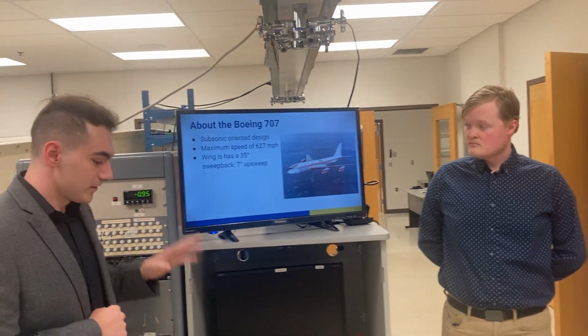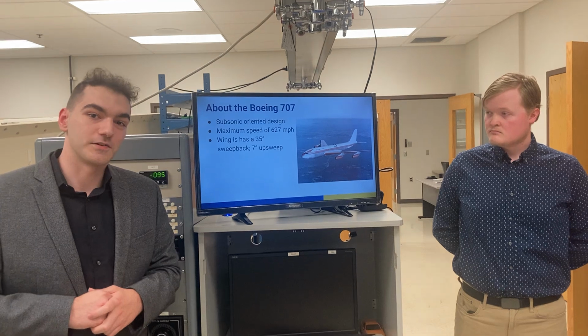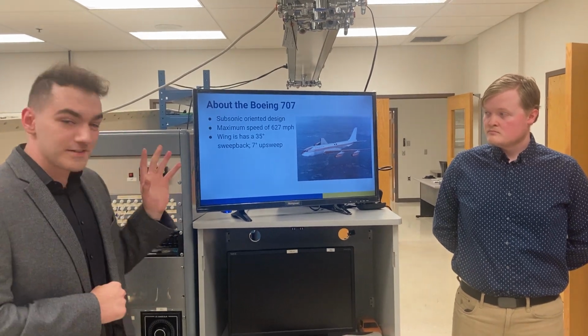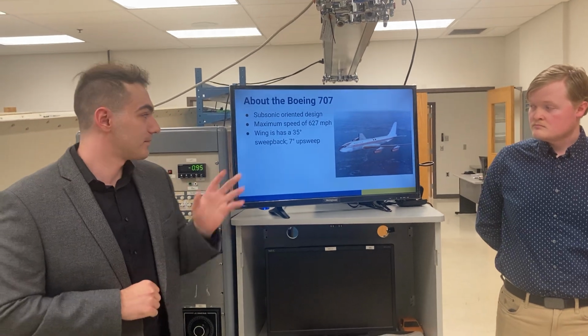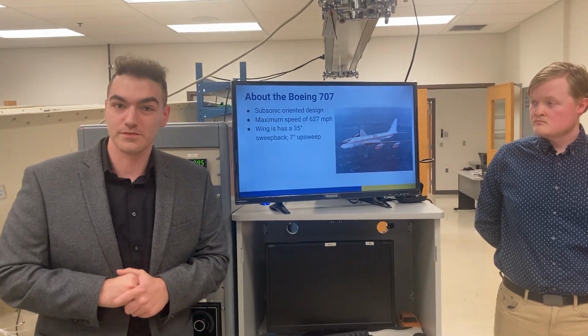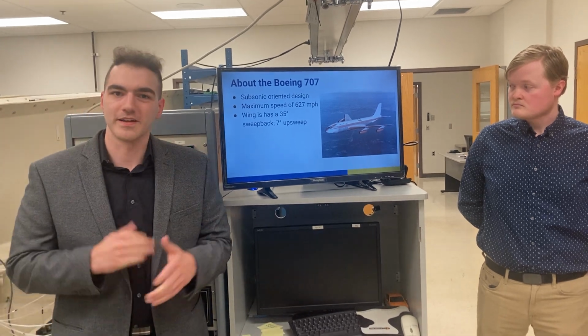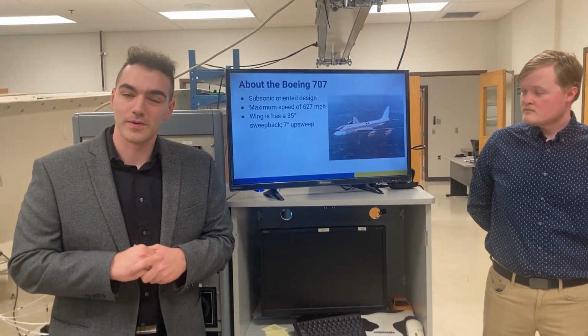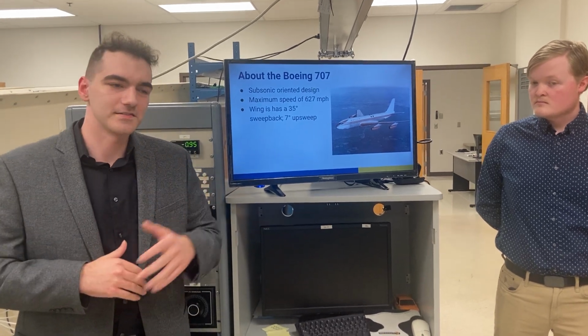Now, to start with, the Concorde's very interesting, but we need a baseline. So we're going to look at the Boeing 707 to begin. This is a subsonic-oriented aircraft. It has a maximum speed of 627 miles per hour. This is a first or second generation, depending on who you ask, narrow-body jet airliner meant to carry a large amount of passengers over a great distance.